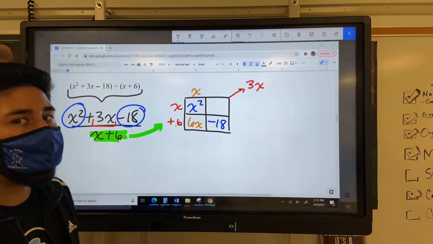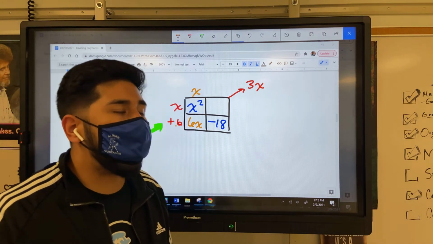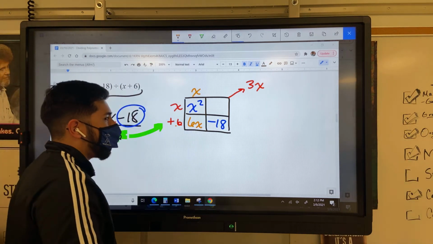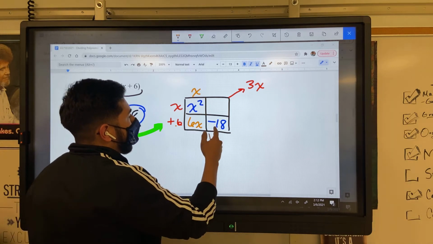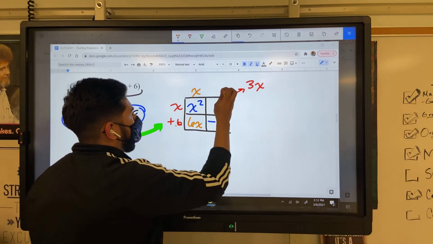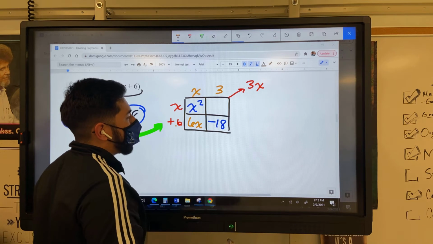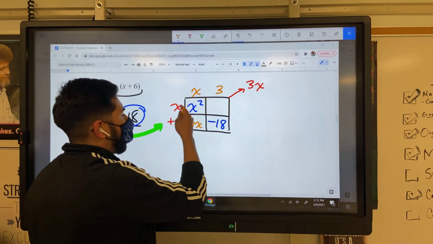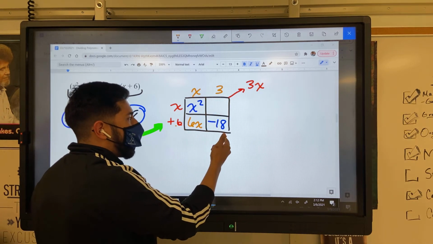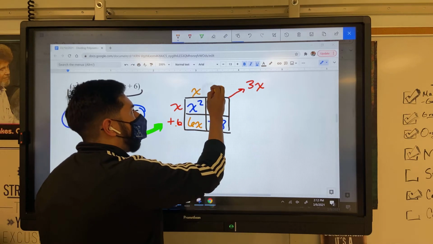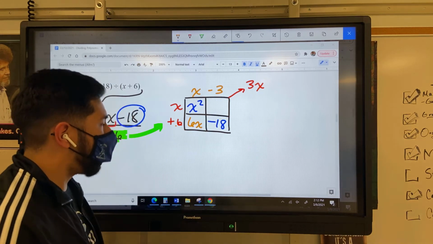Something times positive 6 gives me negative 18. Like I said, you should be able to know your multiplication. The only hard part is determining if it's positive or negative. So it's going to be 3, we should know. And now is it positive or negative? Well, positive 3 times positive 3 should give me positive 18, but this is negative. So hopefully you can tell that it's a negative 3.